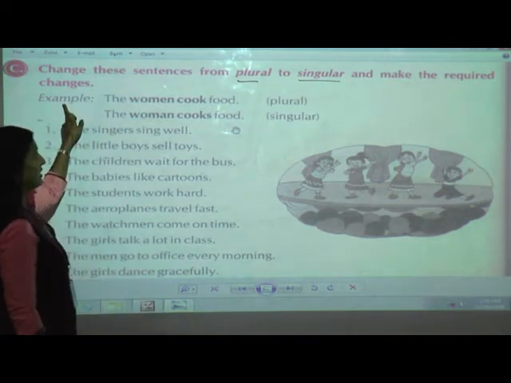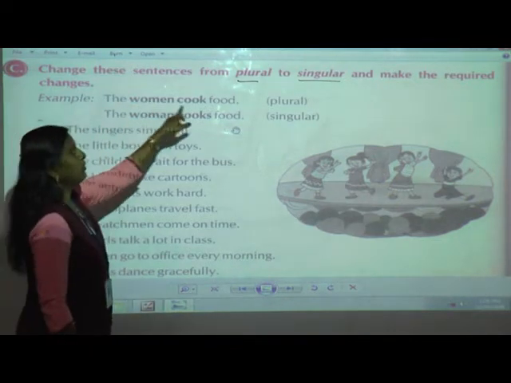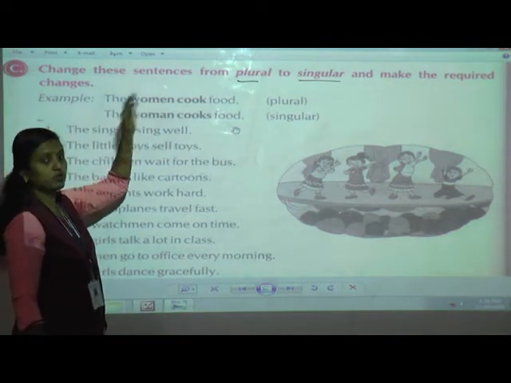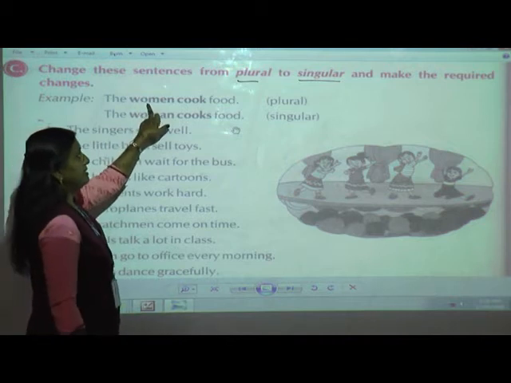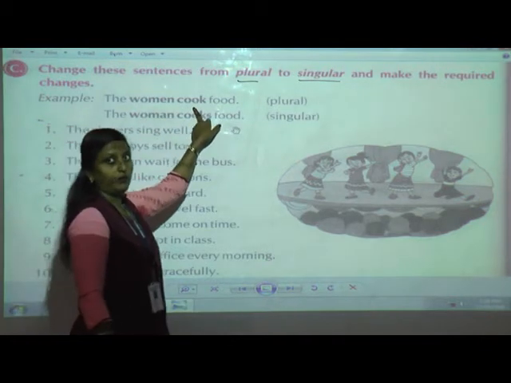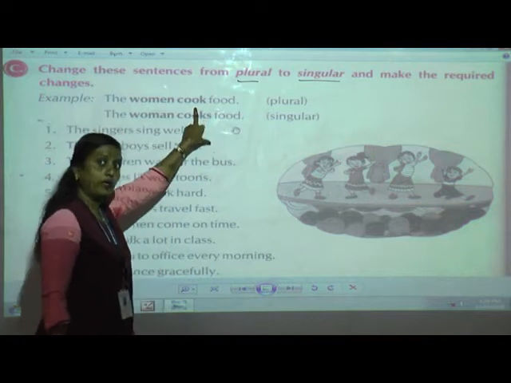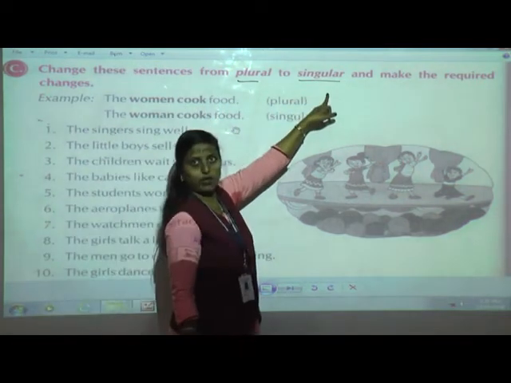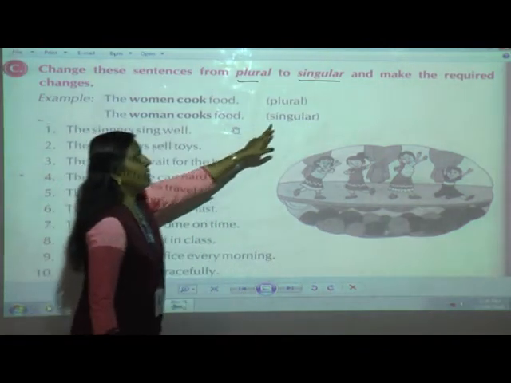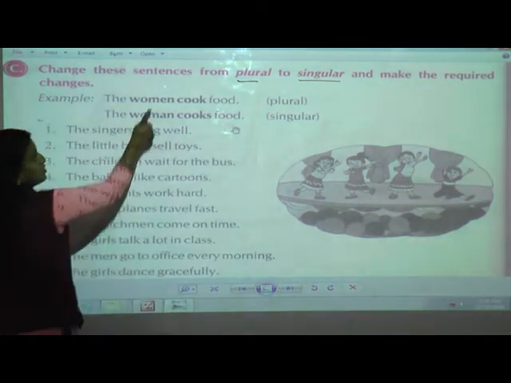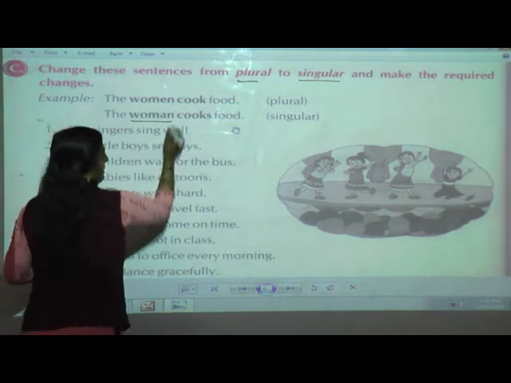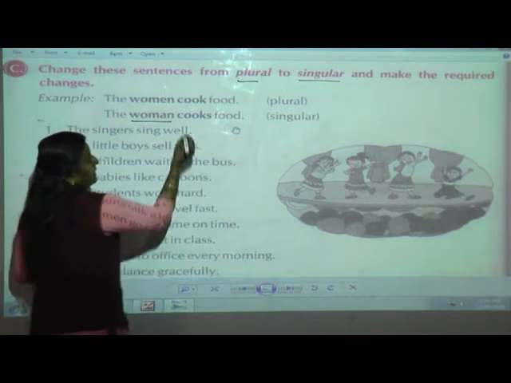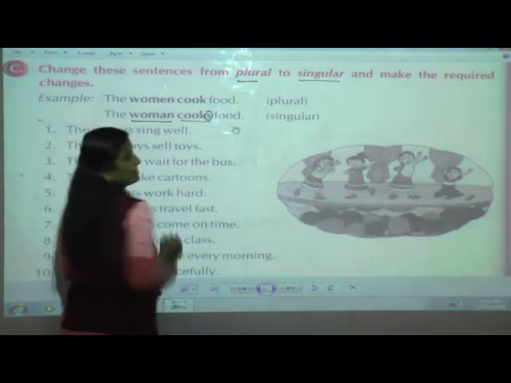So one example they have given. The women cook food. How many women are there? Many women are there, okay? So they have used the word women. When it is in plural, your verb will not have s, okay? The women cook food. Now I have to make it into singular according to the given instructions. So this women will become woman, okay? And when this becomes singular, our verb will have s.